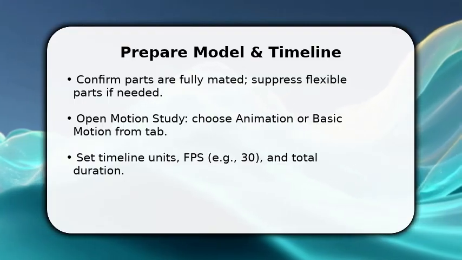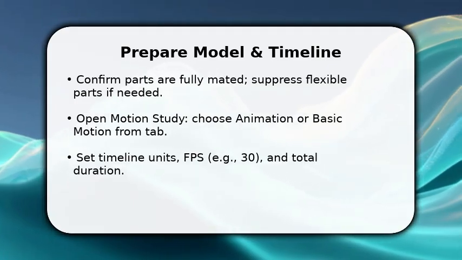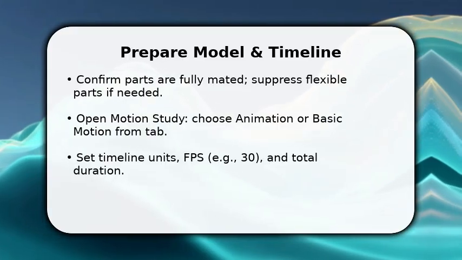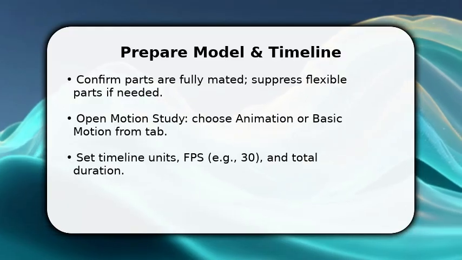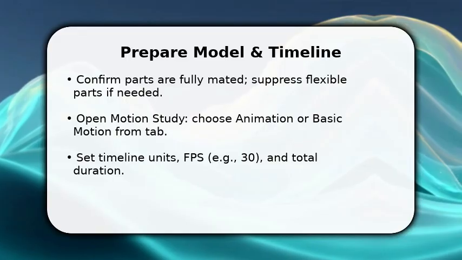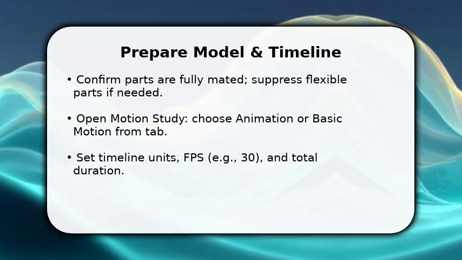You start by ensuring the assembly is stable and mates won't jump during motion. Once parts are mated, open the motion study and pick Animation or Basic Motion. Animation gives simpler keyframe control. Make sure timeline units and FPS are set to match your target. 30 FPS is common, and set the total duration.